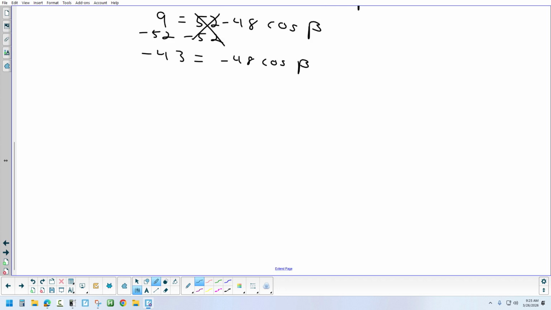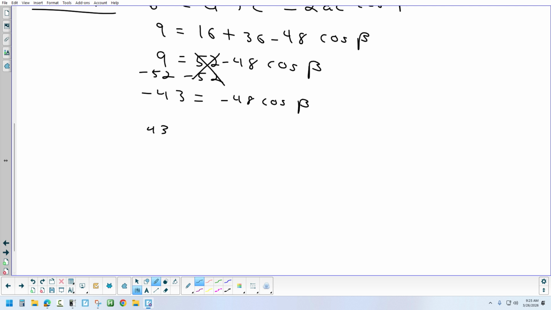So that's going to cancel it from the right. And it's also going to cancel my negatives on the left. So I'm going to divide by the negative 48. And one more thing I have to do to get beta by itself. Inverse cosine. There you go. So we did combine 2 steps into one in that last one, but are there any questions on how I did that?